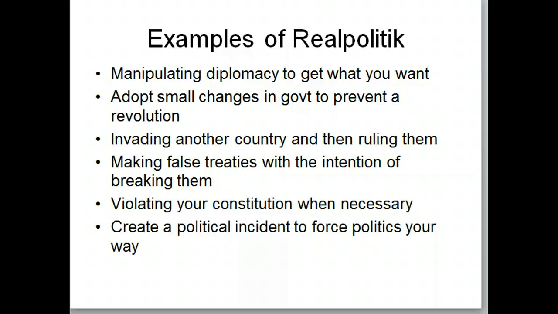Sure, it's nice to have First Amendment rights like freedom of religion and speech and assembly and petition and of the press, but maybe during this time you don't need to have that freedom of speech thing. We're just going to take that away. That's violating the Constitution.